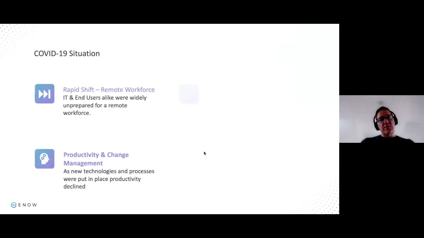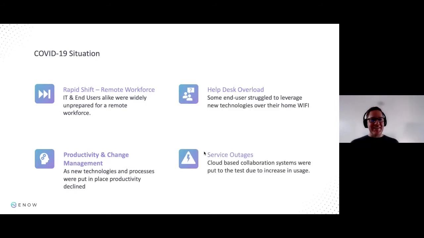When we kind of factor in now our current situation in the world with COVID-19, one of the things that we've seen is that rapid shift to the remote workforce. I've spoken with a lot of customers, I'm sure a lot of people here have too, where in February, March, the organization made a radical shift. Everybody started working from home. And some organizations, unfortunately, were not as prepared as other organizations.